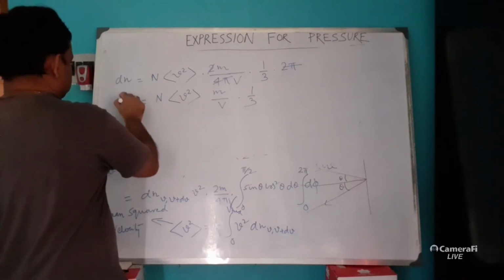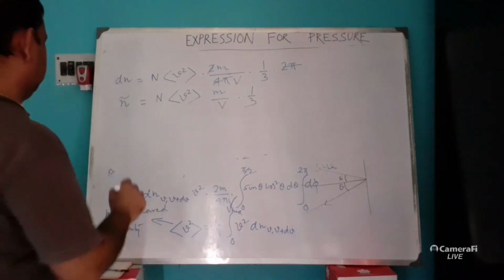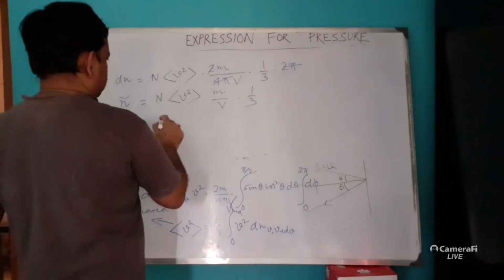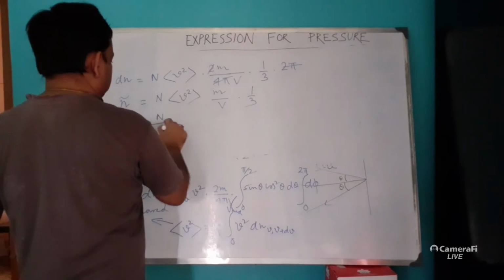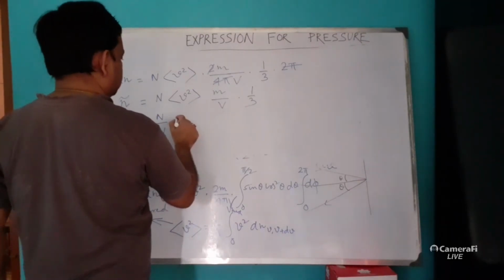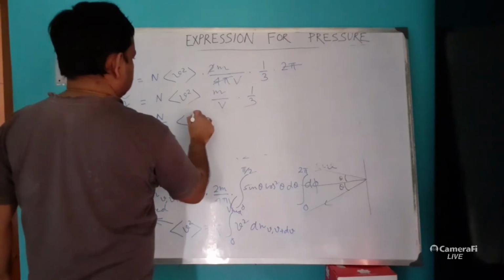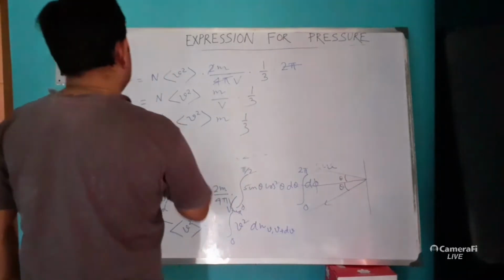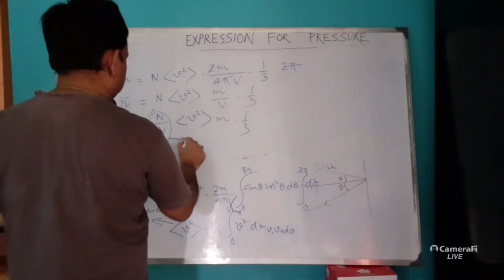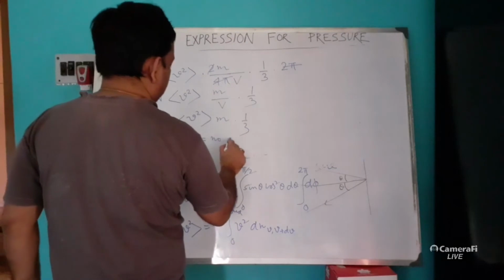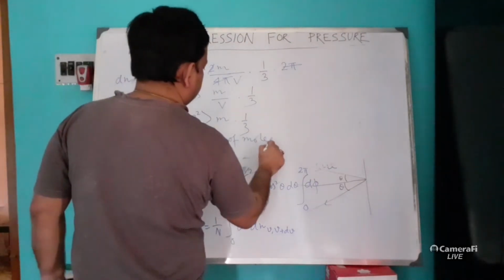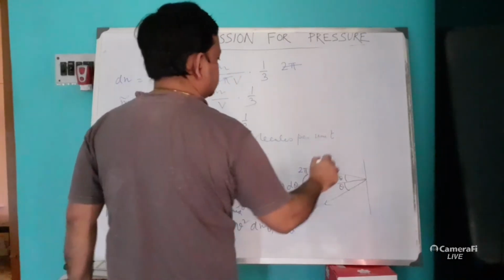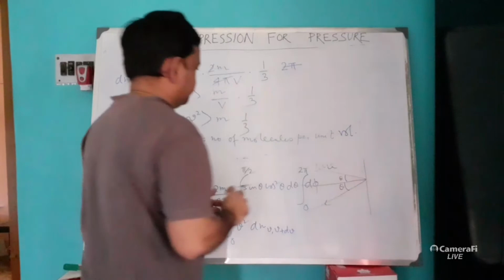Let us name this as N tilde. Right? So N tilde is N by V into m v squared into 1/3, where N by V is the number of molecules per unit volume.